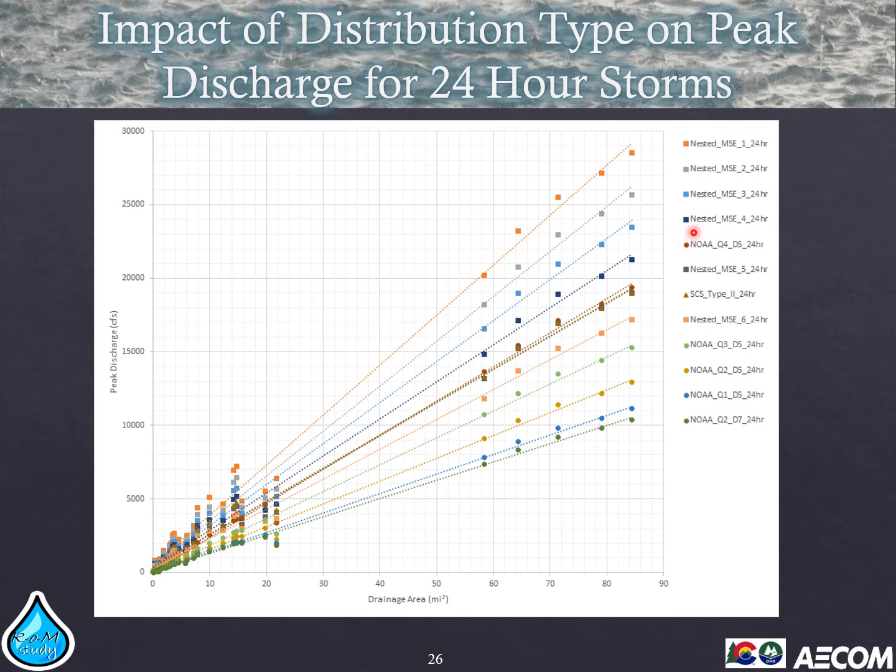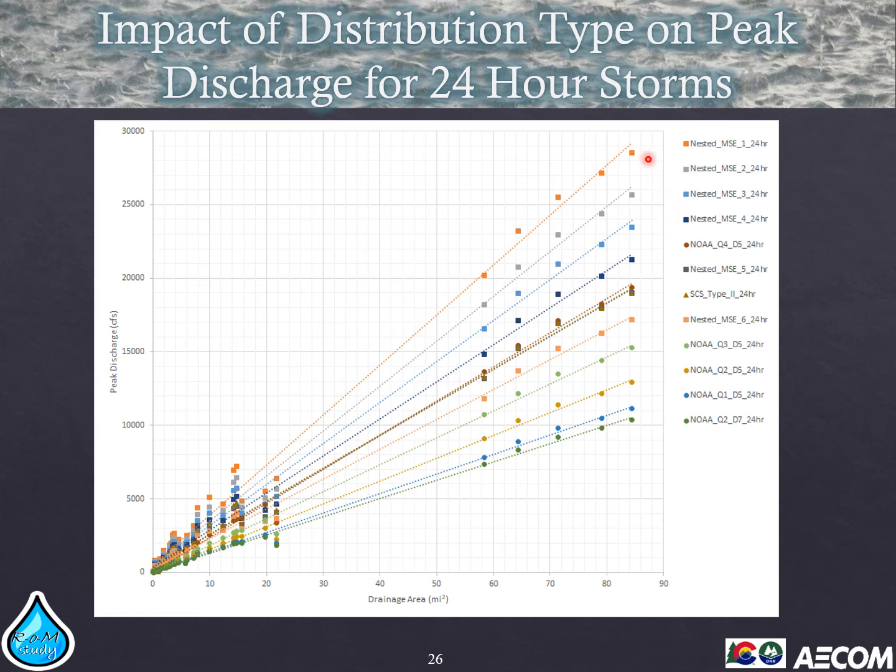So looking at this one, similar information, but we've got the nested hyetographs on here and a few of the NOAA quartiles and the SES type 2 as well. So I think what's worth at least noting here is from this portion here at about maybe 17,000 CFS all the way up to about 29,000 CFS.